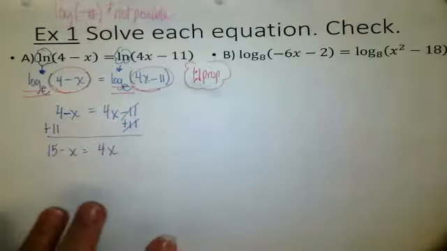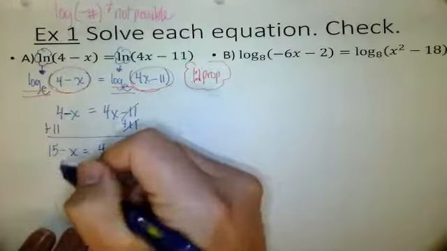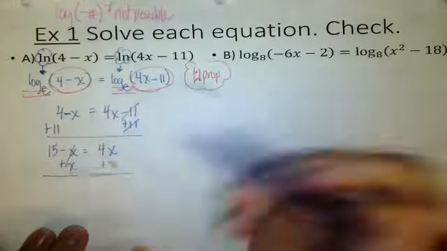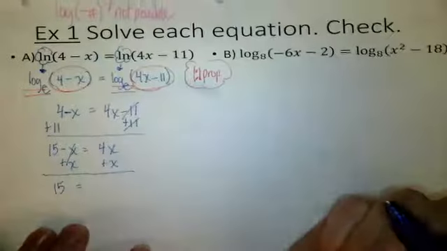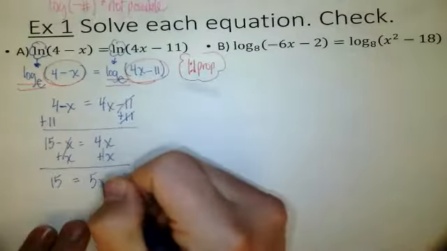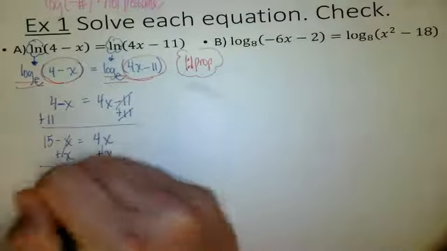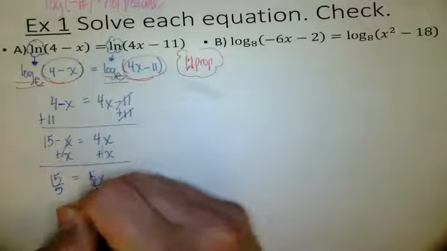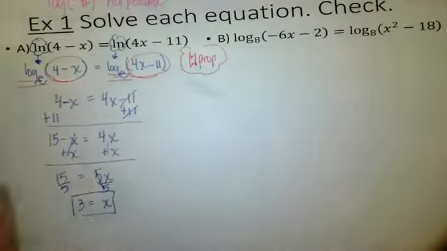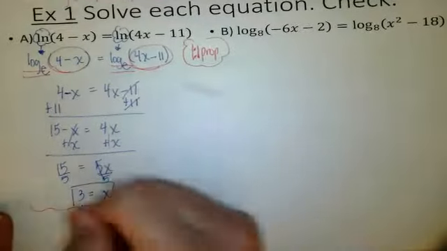All right, what else can we do? Add the x. We need the x's together. Negative x and positive x is 0. Leaves the 15 on the left side. And what is 4x plus 1x? 5x. And then we need to divide by 5. So we get x equals 3 as a possible answer, which we need to check.